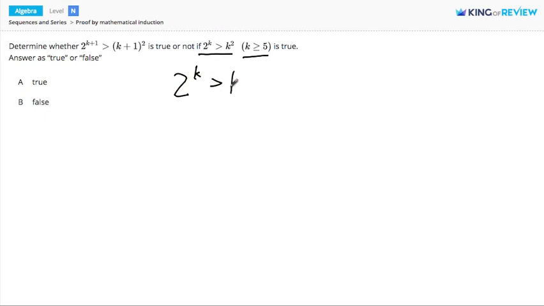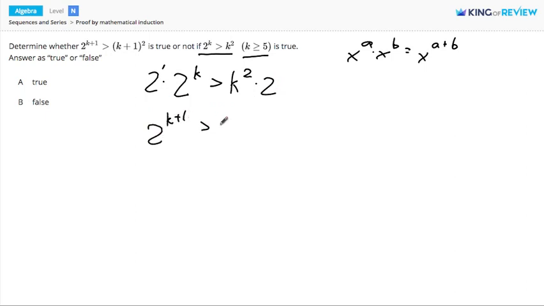We know that 2 to the k is greater than k squared. We're trying to prove something about 2 to the k plus 1. In general, if I have x to some power a times x to some power b, that's the same thing as x to the a plus b. So if I want 2 to the k plus 1, I can multiply this by 2 to the first power. But to keep the inequality balanced, I'm going to multiply the right side by 2 as well. The left side becomes 2 to the k plus 1, and the right side is 2k squared.